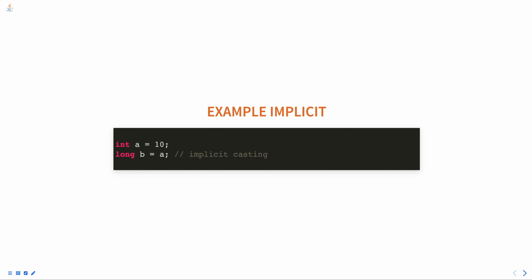In summary, typecasting in Java allows you to convert a value of one data type to another data type. And there are two types of casting, that is implicit casting and explicit casting. Implicit casting occurs automatically when a smaller data type is assigned to a larger data type, while explicit casting requires the programmer to use a cast operator to indicate the intended data type.